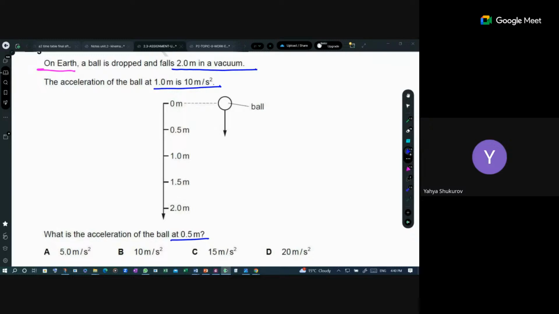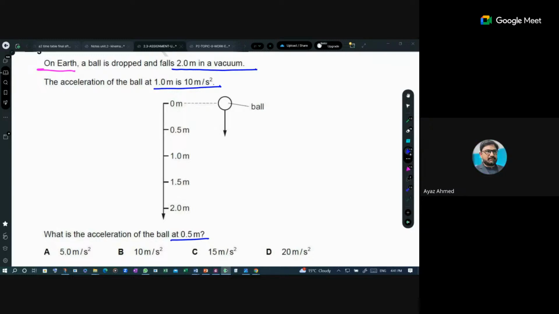Any one of you? 0.5 meters, was 10. Yes, answer is B. Okay. Hassan, what's your choice? A or B? 5 or 10. Okay. Remember this thing.